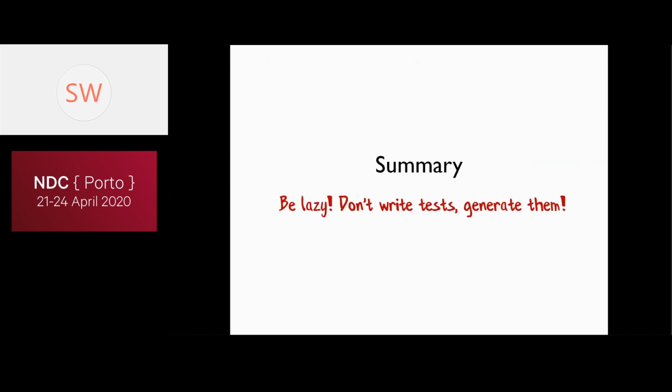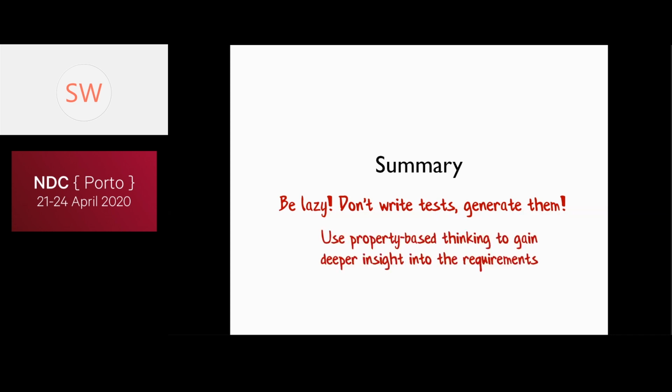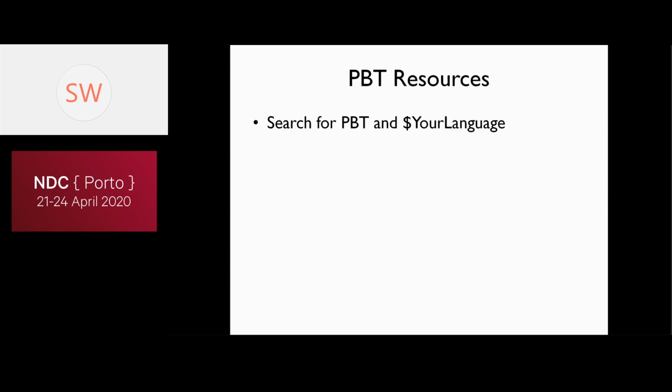So to sum up, be lazy, don't write tests, generate them, and use property-based test thinking to gain deeper insight into the requirements. There's a bunch of resources out there on the internet. If you search for property-based testing and your language, you will almost certainly find something. All the functional languages have them. Python has a really excellent one, and I don't know about PHP and so on, but I'm sure there is one. A lot of the posts you'll see on the internet are kind of theoretical, just like my one, with very simple examples. But there are some good real-world examples out there.